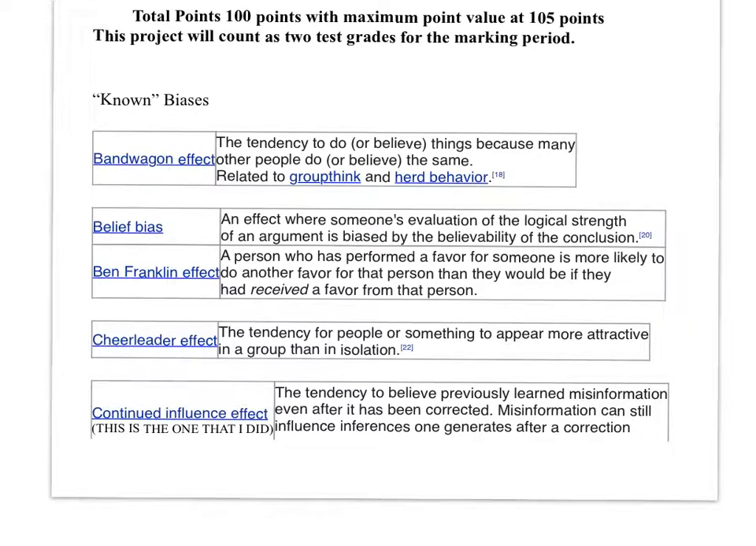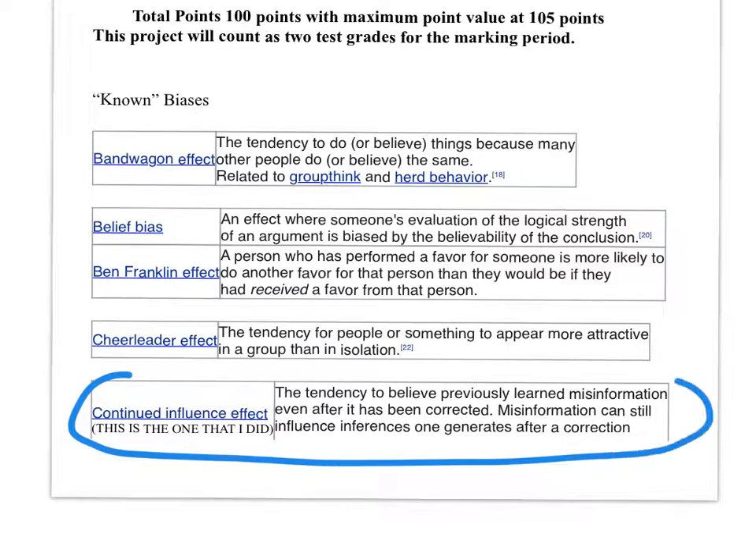So from my list, I chose this continued influence effect. I'd rather you chose one of the other many biases that I've listed here, courtesy of Wikipedia. And from these biases, you have to come up with some sort of experiment that you're going to do in order to try to find out if there is this type of bias that is claimed to exist.